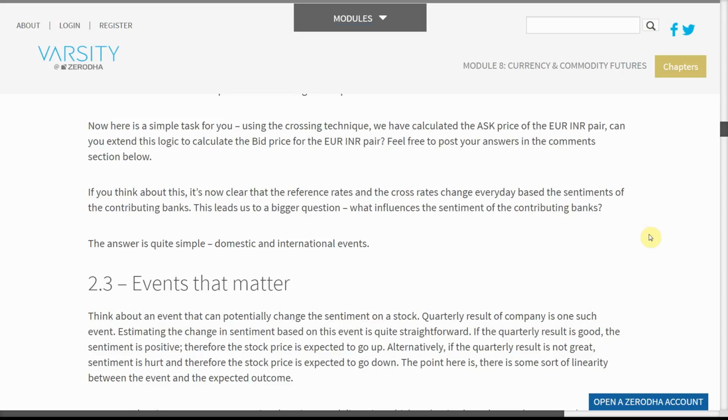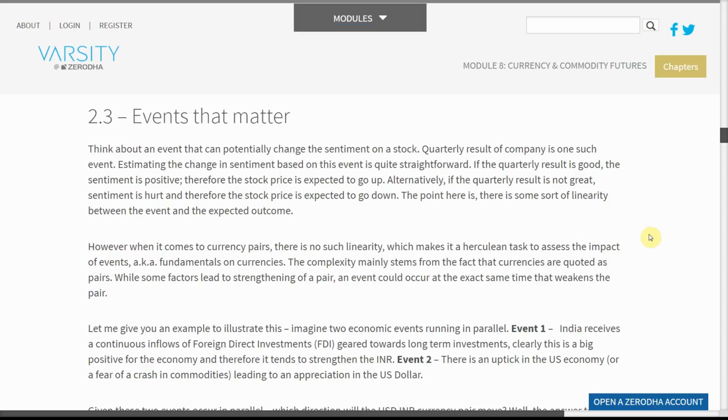This leads us to a bigger question: what influences the sentiment of the contributing banks? The answer is quite simple: domestic and international events. 2.3 Events that matter. Think about an event that can potentially change the sentiment on a stock. Quarterly result of a company is one such event.